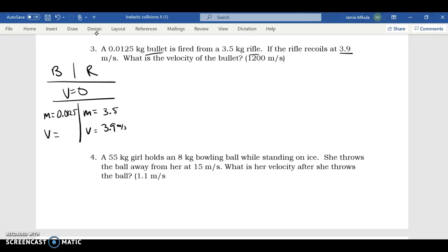Okay, so I can think of that. If I shoot a bullet, I would think that the bullet is going to go positive, and this would be the negative. The recoil is the negative. So I'm going to make that a negative 3.9, and then it wants to know the velocity of the bullet.